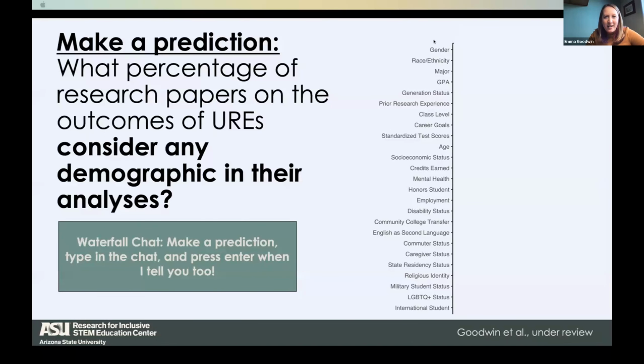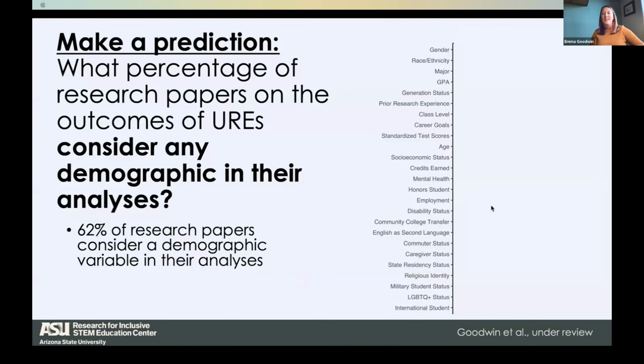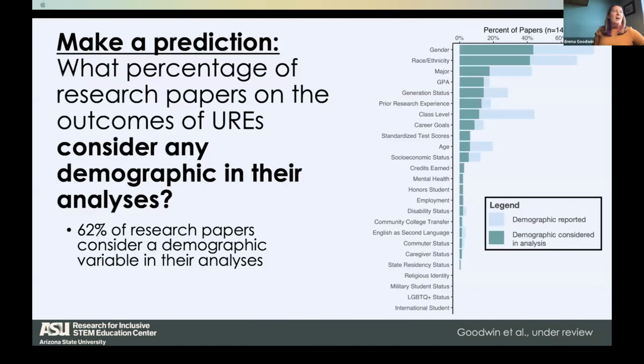All right. So hopefully most of you will be pleased that the actual answer is higher than most of the predictions. So we found that 62% of research papers on outcomes of undergraduate research experiences do consider a demographic variable in their analyses. So that's great. When we look at which demographic variables are considered, we see that this is mostly gender and race and ethnicity.